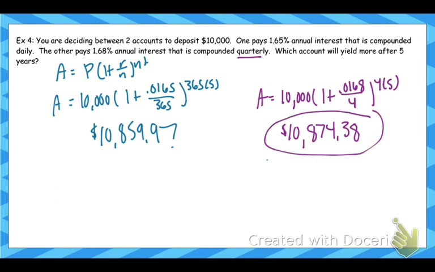So again, anytime you're making a financial decision, you've got to consider the whole picture. You've got to look at the interest rate, you've got to look at compounding. There are a lot of different pieces for you guys to look at.